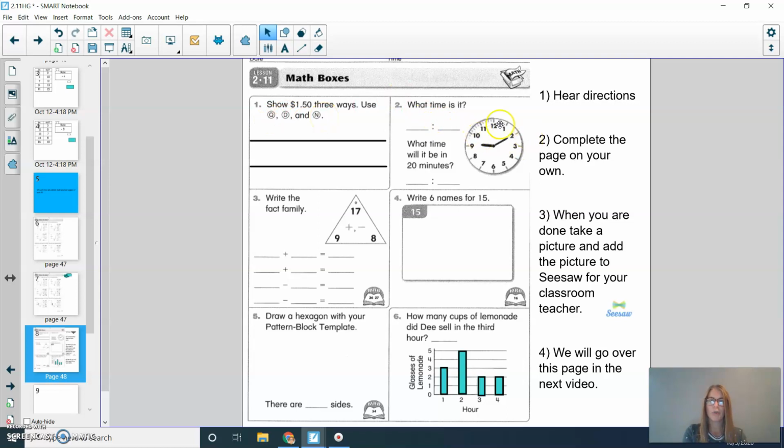For question number 2, what time is it? And then what time will it be in 20 minutes? For question number 3, write the fact family. For question 4, write 6 different names for 15. Remember, you can add numbers, you could subtract, you could do tallies, money. There's lots of different ways to make 15. For question 5, draw a hexagon with your pattern block template, and then tell me how many sides there are. And then for the last question, number 6, how many cups of lemonade did Dee sell in the 3rd hour?